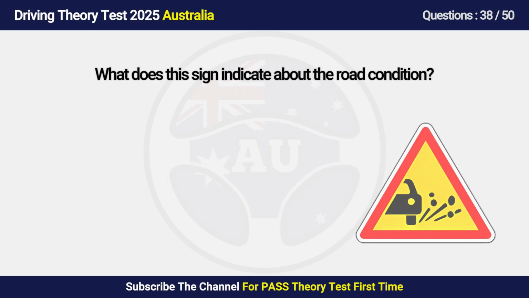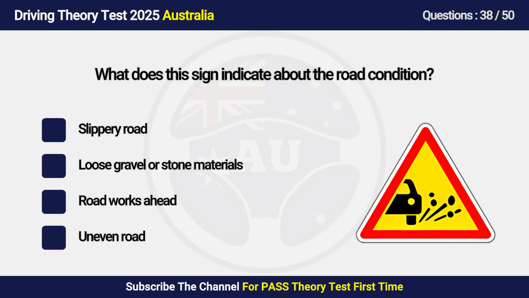Question 38. What does this sign indicate about the road condition? A. Slippery road. B. Loose gravel or stone materials. C. Road works ahead. D. Uneven road.